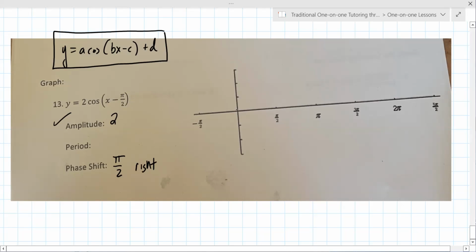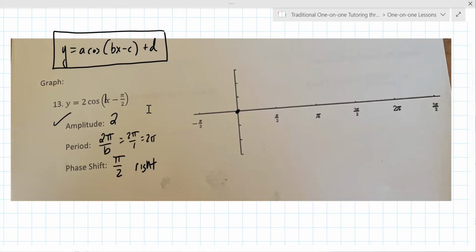And what that means is rather than starting your cosine at the origin, meaning like here, you're going to move everything out to the right, that amount. The period is always 2 pi over b when it's written in this form up here. The number in front of x is 1, 1x. So it's 2 pi over 1 or just 2 pi. So that's good. Like that's a standard cosine.